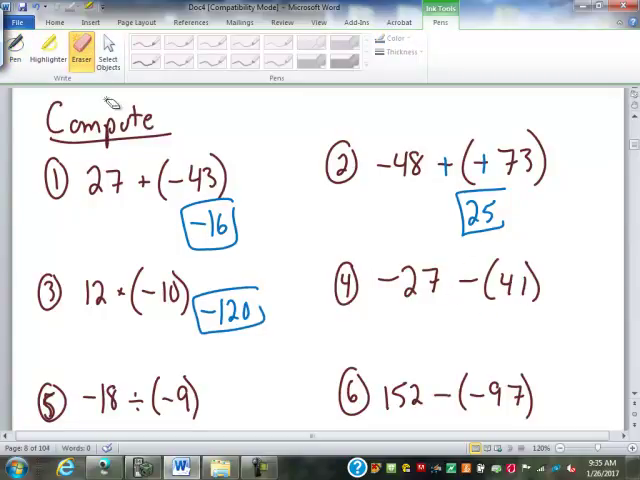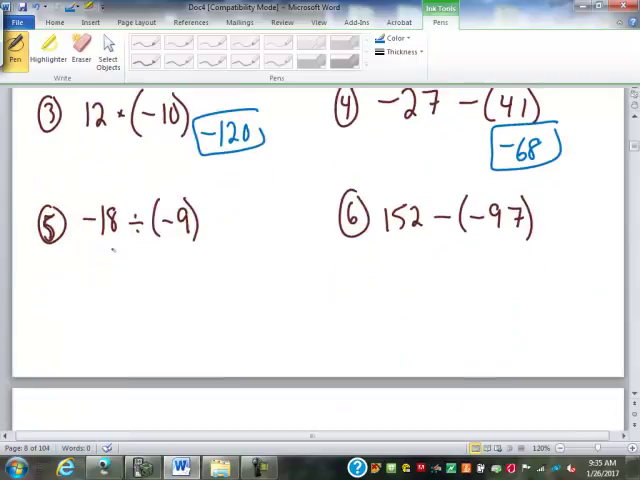Over here, negative 27 minus 41. Negative 68. Wonderful. Negative 18 divided by negative 9. Positive 2. A negative divided by a negative is a positive. 152 minus a negative 97. 249. Good. Because minus a negative, remember, we subtract the opposite. It becomes plus a positive 97.